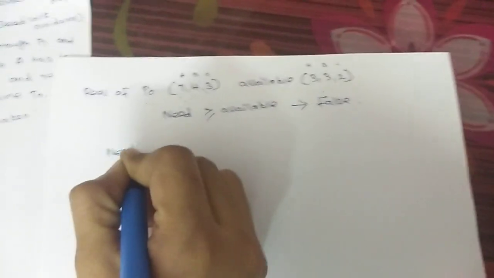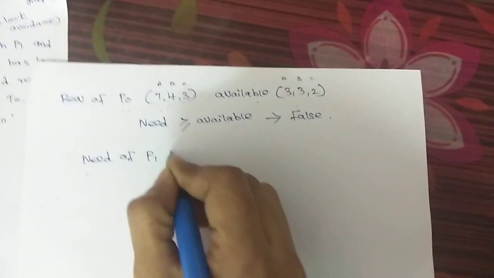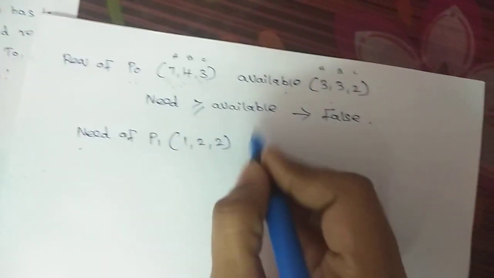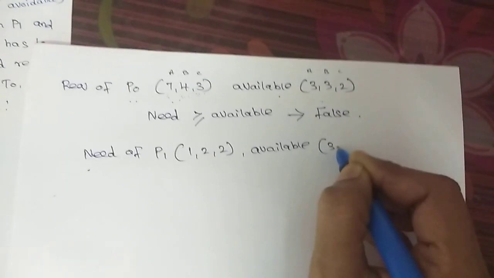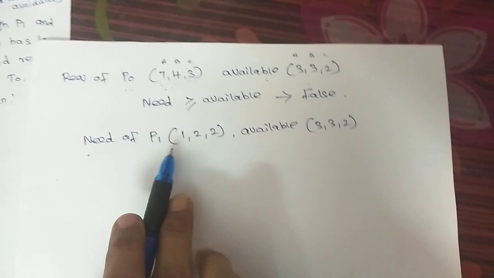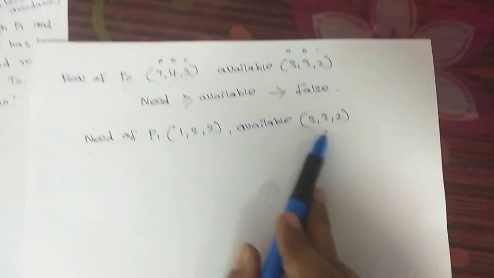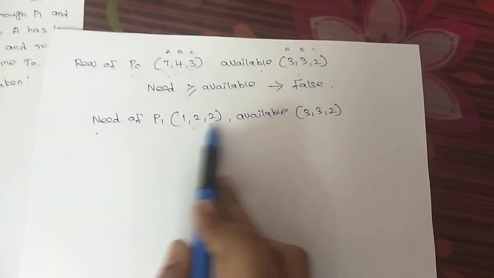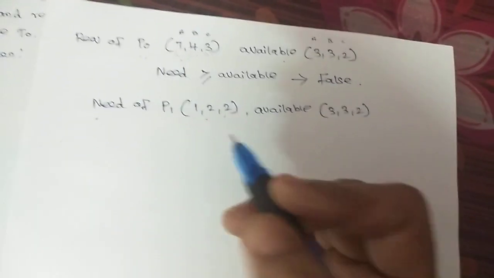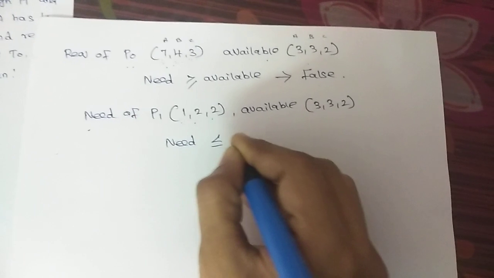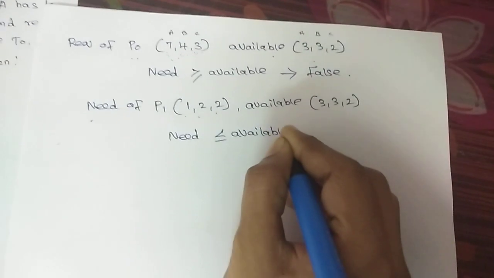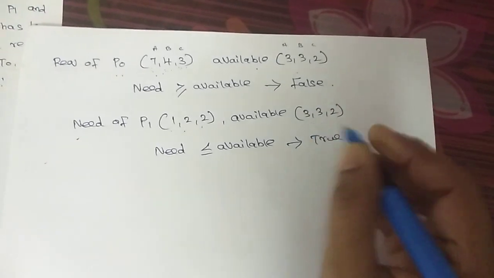Next, need of P1 is 1, 2, 2. Then we are going to compare with available, that is 3, 3, 2, which has also been given. We are going to check 1 with 3, 2 with 3 and then 2 with 2. So 1 is less than 3 and 2 is less than 3 and 2 is less than or equal to 2. We will be having this formula as less than or equal to. That means we are going to grant. So need is less than or equal to available, so the algorithm tends to be true. We are going to grant.